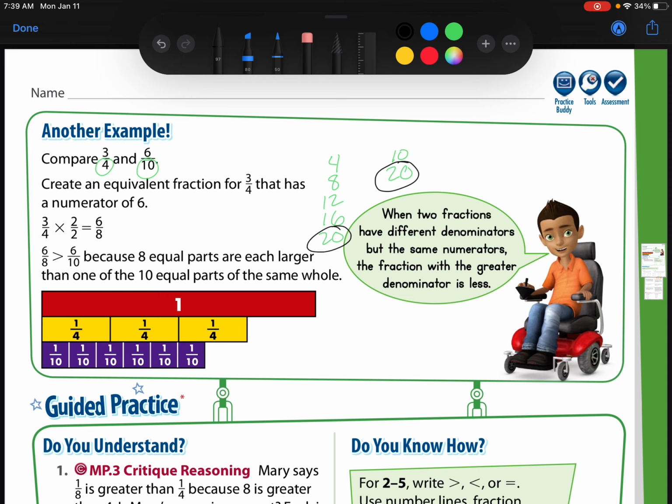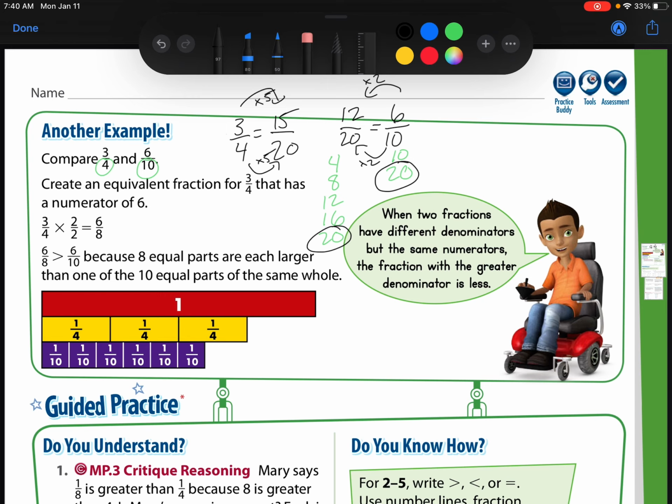So that means 3/4 is going to become what? 3/4 is going to become, oops, wrong direction, over 20. This is times 5. So 15/20 is equal to 3/4. 6/10 is going to become what? Well, we have 6 over 10, and that's going to become a 20. So that's times 2, which gives us 12.